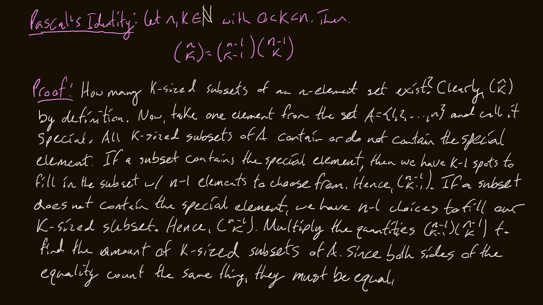So, n minus 1 choose k minus 1, the total amount of subsets that contain the special element, multiplied by n minus 1 choose k, the amount of subsets that don't contain the special element. And that gets us the amount of k-sized subsets of A. And remember, A is an n element set, right? So since both sides of the equality count the same thing, they must be equal. And that's the end of our proof.